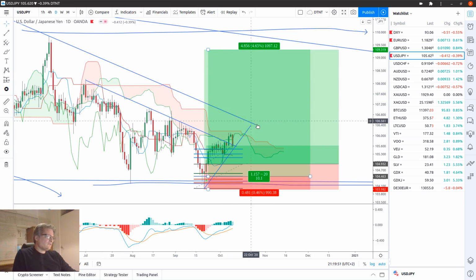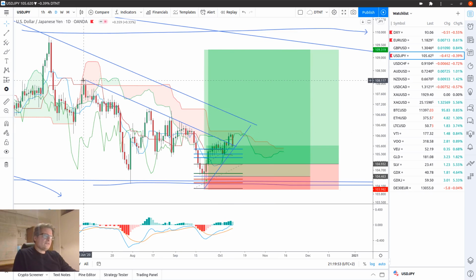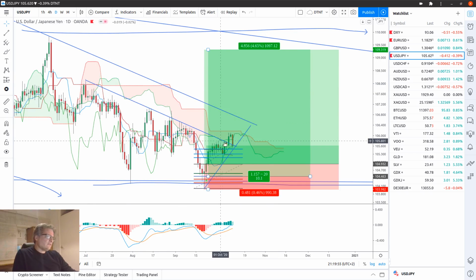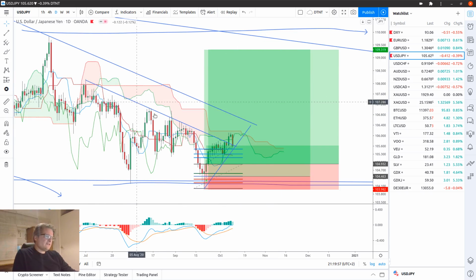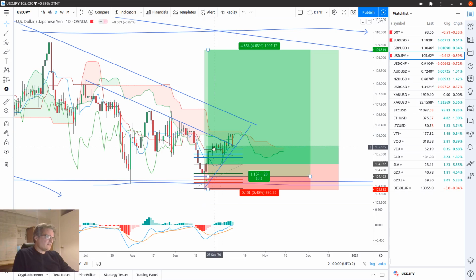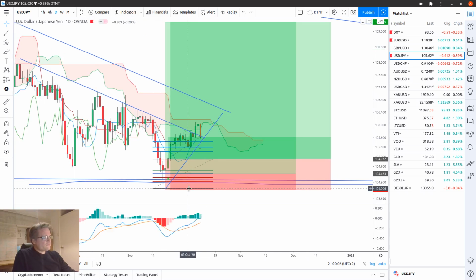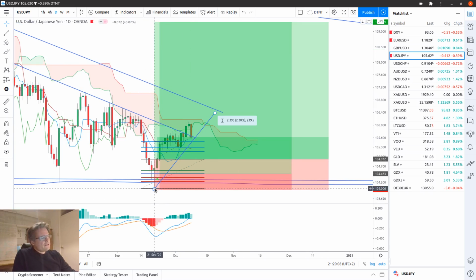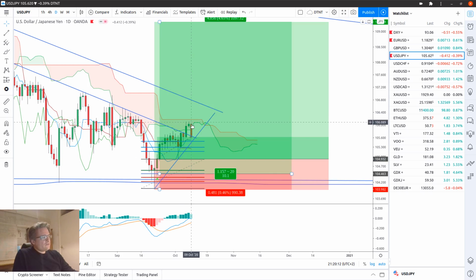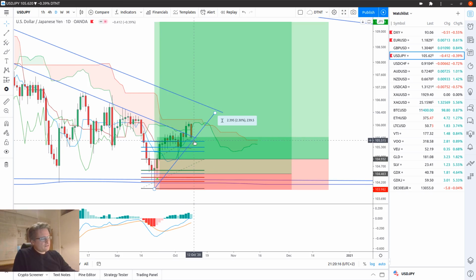We do have this Kumo here, and we also have this kind of channel. So we have these highs making lower highs, and we've broken out of this, and now we are retesting that level. And looking on the shorter term, we can see we have this low here, a higher low, and now hopefully we will be making another higher low, and so we will not break lower.